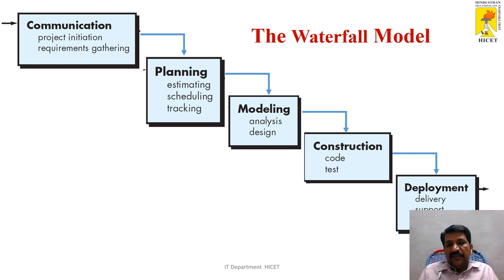After modeling, we construct the software. In the construction phase, two things have to be done. First one is programming, that is coding. Second one, testing. All the testing is done in construction. Finally, deployment. It is the delivery of the software and getting feedback for quality purposes. Now, all these activities are performed in a linear manner, so it is called the waterfall model.